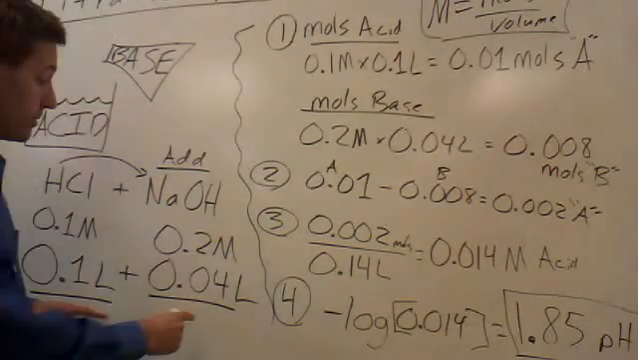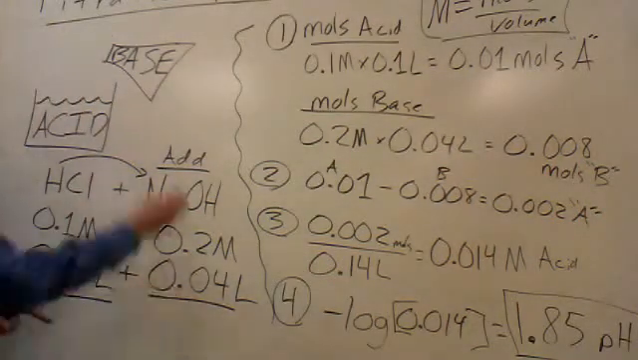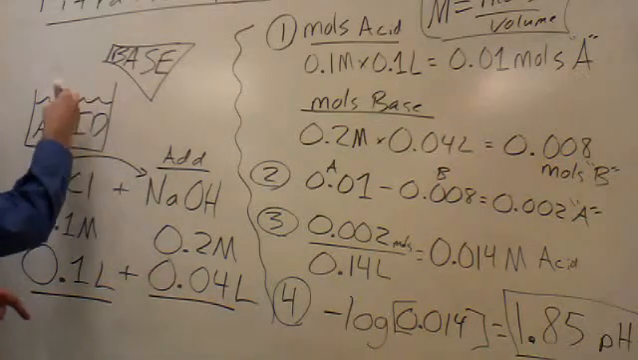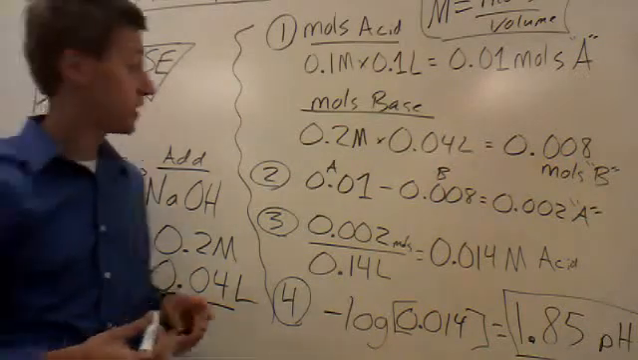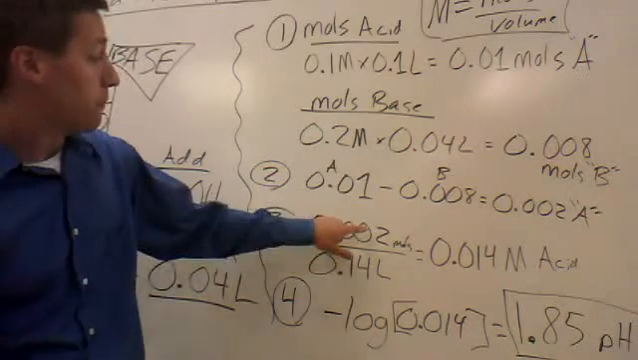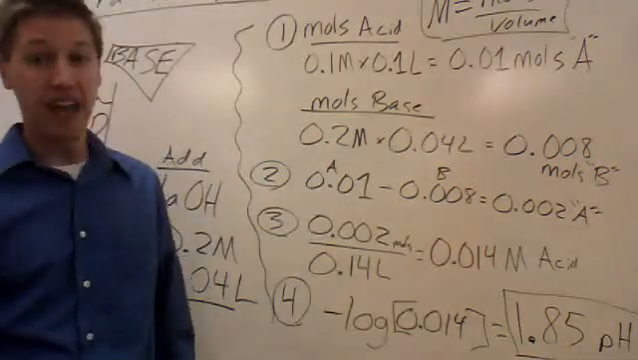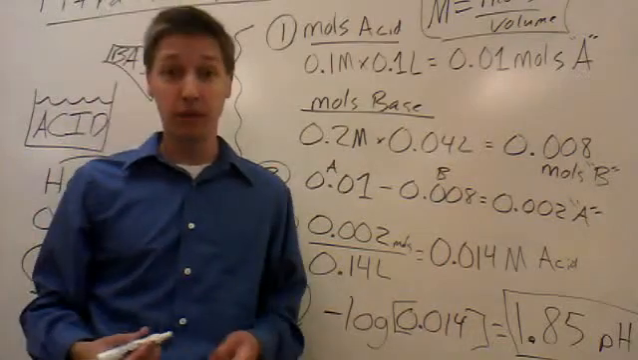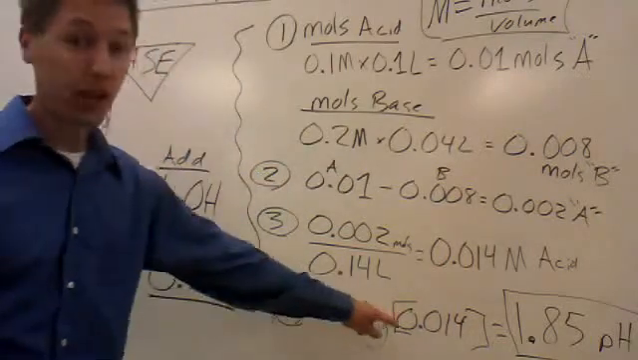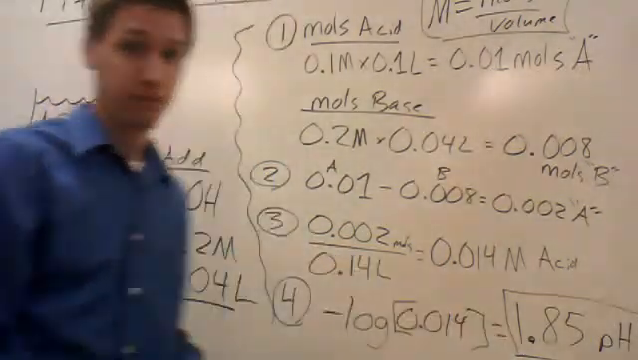So my new volume is adding the acid and the base together. Some of this volume is coming here, and the water levels have risen. We have a bigger volume. So 0.002 moles over 0.14 liters equals a 0.014 molar acid solution. And once you have a molarity, then you can take the negative log of that molarity to get your pH.